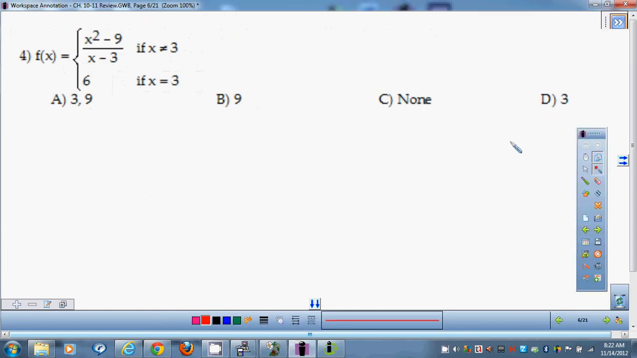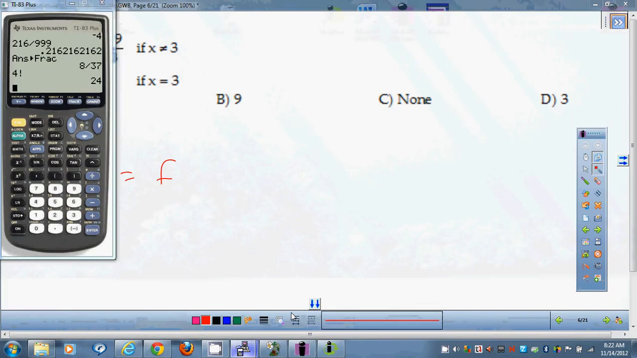Same exact thing. Is the function discontinuous, and if so, at what point? What's the value we need to check? The 3. Very good. What do you get if you punch 3 into the top one? 0 over 0. Remember, the technical definition of continuous is, does the limit of the function equal the actual function value? Does the limit equal the value? So we need to take the limit.